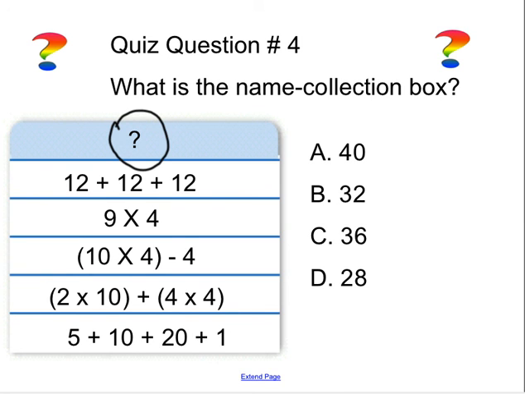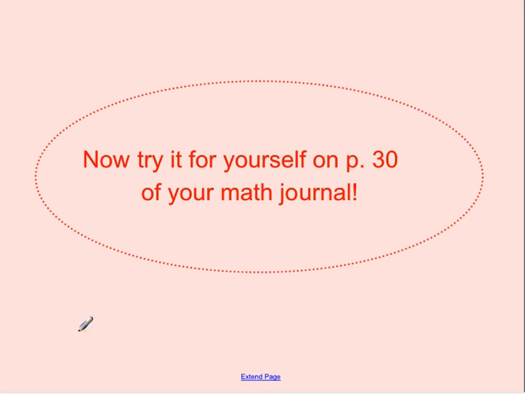So remember, you're going to be trying to do some name collections on your own on page 30 in your journal, and we will be checking those tomorrow.